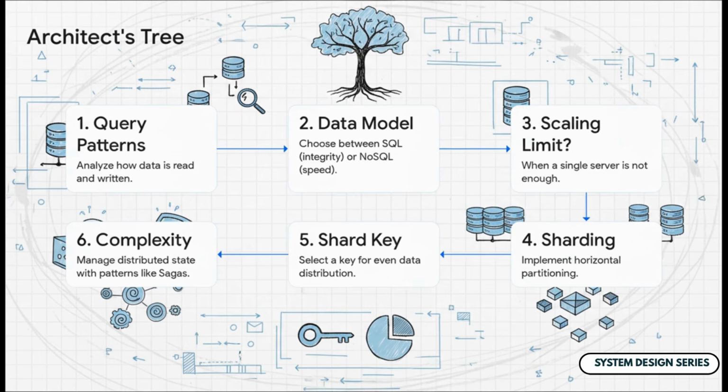And look where it starts. Step 1, always. Analyze your query patterns. That tells you what to do for step 2. Choose your data model, SQL or NoSQL. Then, inevitably, you'll hit a scaling limit, which leads to step 4, implement sharding. After that comes the most important part of sharding, step 5, select that all-important shard key. And finally, step 6, you manage all the new distributed complexity with patterns like sagas. See how it all connects?